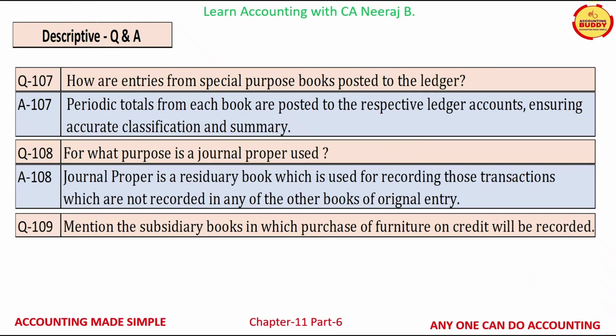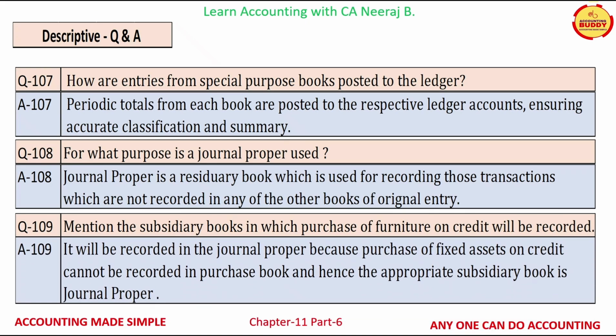Question number 109. Mention the subsidiary books in which the purchase of furniture on credit will be recorded. And the answer is it will be recorded in the journal proper because fixed asset purchase on credit cannot be recorded in the purchase book, and hence the appropriate subsidiary book is journal proper.